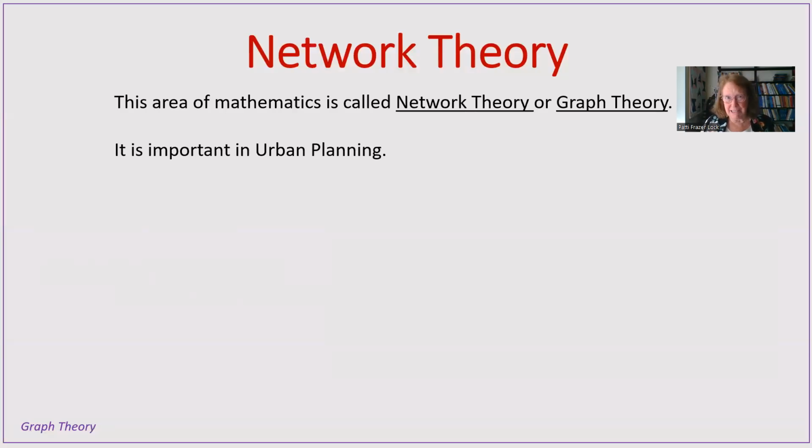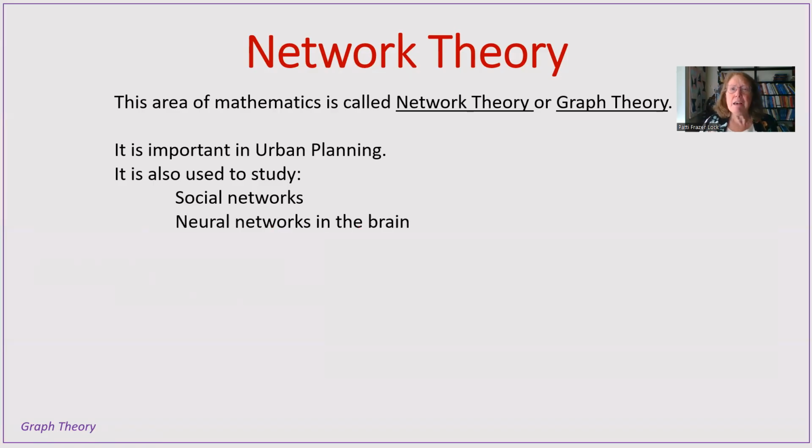It's important in urban planning. I've shown you a little bit of that, but it's also used to study social networks like Facebook and Instagram and Snapchat and all of those, and also things like in human networks and terrorist networks. The NSA and the CIA study terrorist networks using a lot of this network theory stuff. But it's also important in neural networks in the brain, so it's important in neuroscience. It's also important thinking of how species interact in an ecosystem, and on and on.